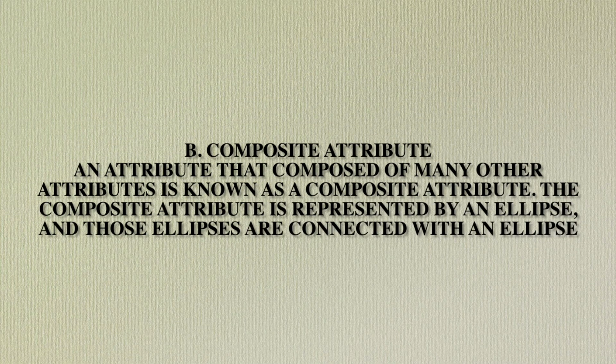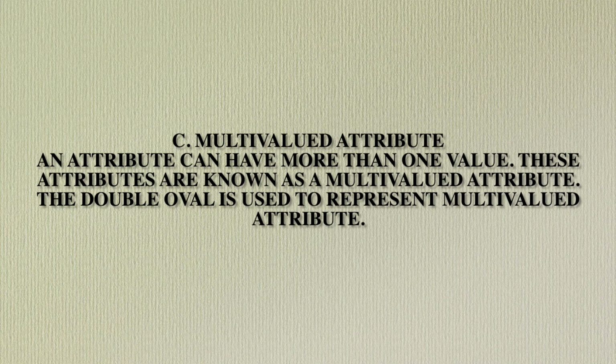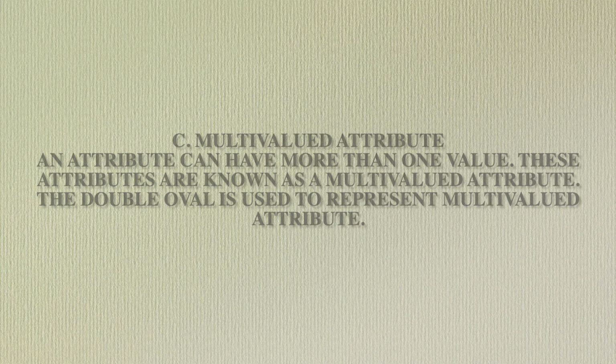B. Composite attribute. An attribute that is composed of many other attributes is known as a composite attribute. The composite attribute is represented by an ellipse, and those ellipses are connected with an ellipse. C. Multivalued attribute. An attribute can have more than one value. These attributes are known as multivalued attributes. The double oval is used to represent a multivalued attribute.